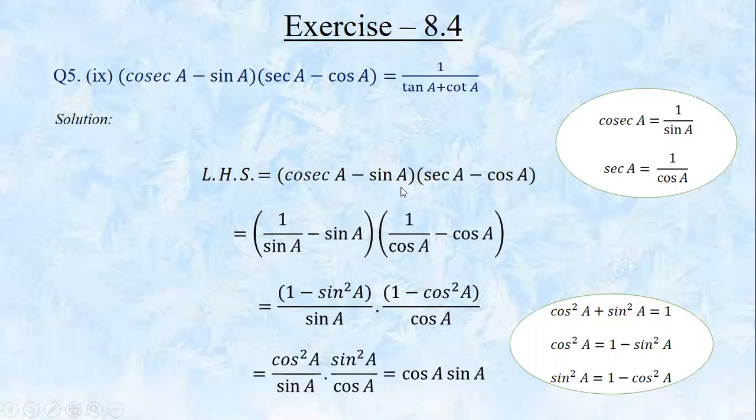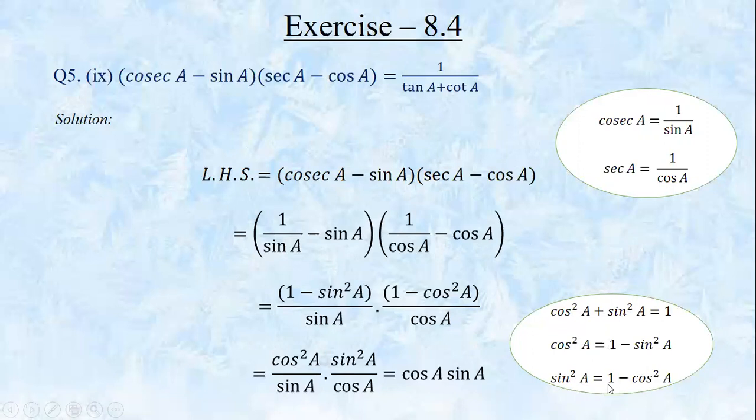Cosec A minus sin A into sec A minus cos A. Let us convert everything in terms of sine and cos. Cosec A is 1 by sin A, so (1 by sin A minus sin A) into (1 by cos A minus cos A). Let us take the LCM: (1 minus sin square A) divided by sin A into (1 minus cos square A) divided by cos A. Now from the trigonometric identity cos square A plus sin square A equal to 1, we'll have cos square A as 1 minus sin square A.